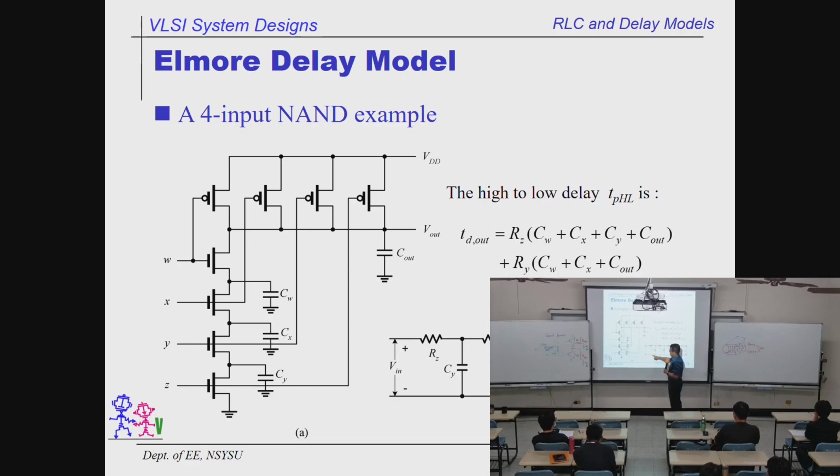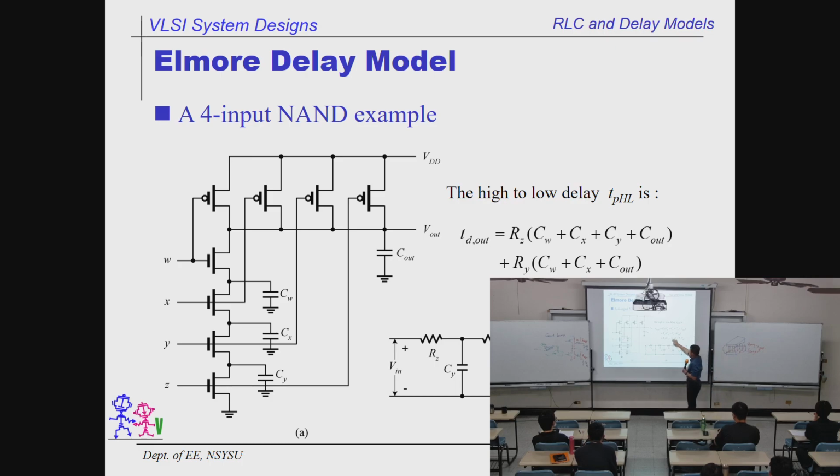Vin goes through CY, CX, CW, and Cout. Y, W, C, Y over here, then X, W, and Cout. So this is the longest delay. And following the same derivation, you get this one.